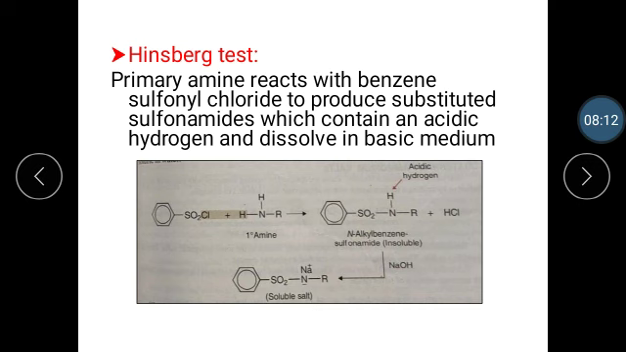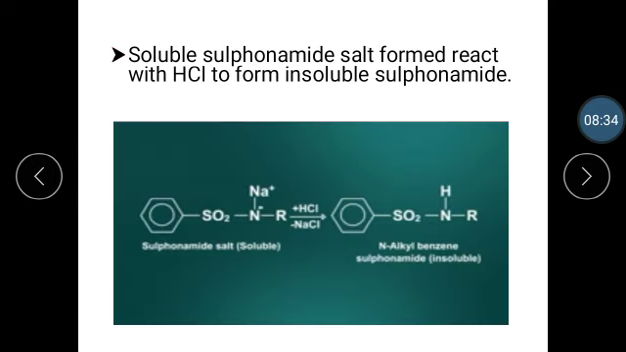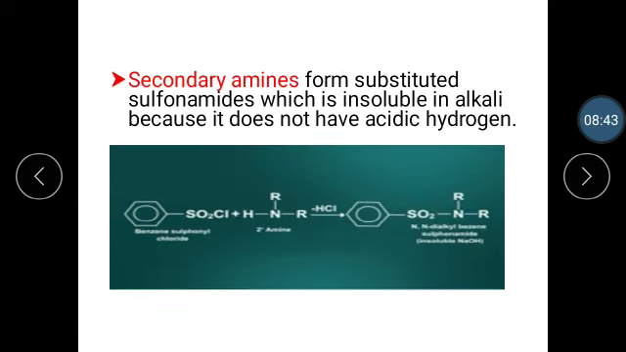Primary amines react with sodium hydroxide and benzene sulfonyl chloride to form soluble sulfonamide salt. Primary amines react with benzene sulfonyl chloride to produce substituted sulfonamide, which contains acidic hydrogen and dissolves in basic medium to form soluble salt. Soluble sulfonamide salt reacts with hydrochloric acid to form insoluble sulfonamide.